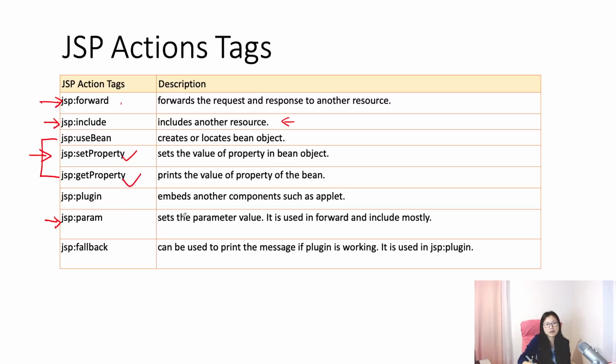And get property is very simple. It prints the value into the page, okay, which is like out.print. It will get the value, call the get method, then print on the page. There are two others I cannot show you, because JSP plugin and JSP fallback are used together. They are kind of like embedding another app component like applets. And when I started learning Java, I never used applets. So for JSP plugin and JSP fallback, if you have a use case, I think you can use them by yourself.